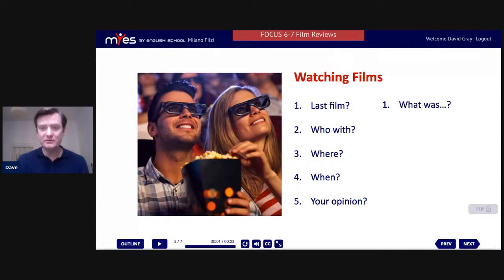You can also say, instead of go, if you say go, obviously we're thinking about the cinema, aren't we? Going to the cinema. You could also use a different verb. Who did you watch it with? Okay. Who did you watch it with? Well, tell me, Filippo, who did you watch Parasite with? Mariana, who did you watch Joker with?